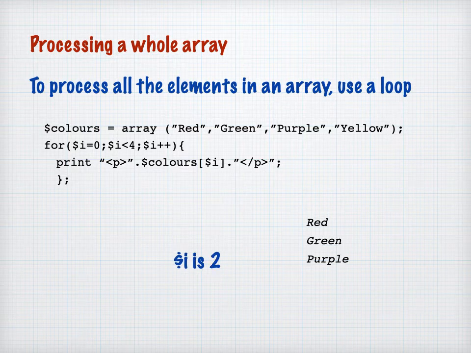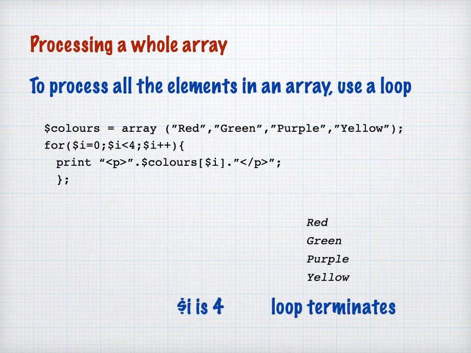Add 1 to I, we print out purple. Add 1 to I. Now here, I has the value of 3, and 3 is less than 4. So again, the loop runs, we print out yellow. We add 1 to I, it becomes 4, and the loop stops because 4 is not less than 4. That returns false, so we drop out of the loop. The loop terminates.